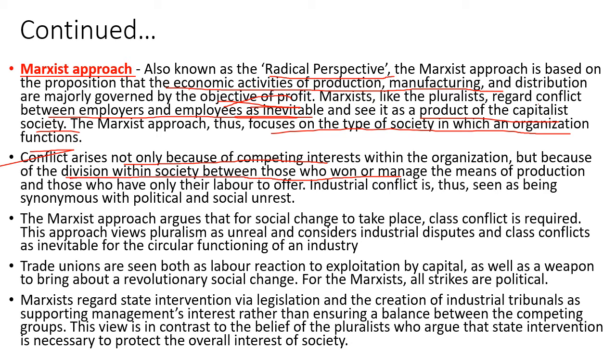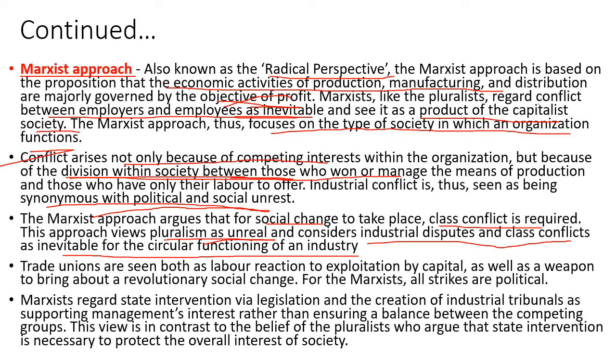Just remember that division within the society is the main reason of conflict in the Marxist approach. It is synonymous with political and social unrest. Obviously, the main political and religious unrest are because of these class divisions, right? The Marxist approach argues that for social change to take place, class conflict is required. This approach views pluralism as unreal and considers industrial disputes and class conflict as inevitable for the functioning of the industry. These are the same lines I have repeated just to make you understand that these lines are important.